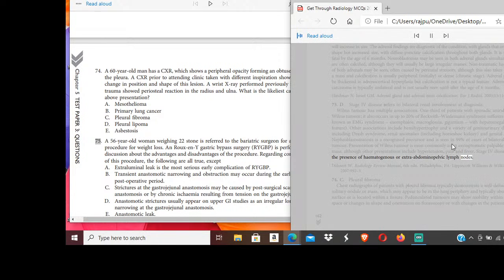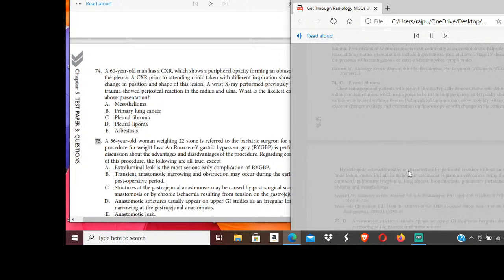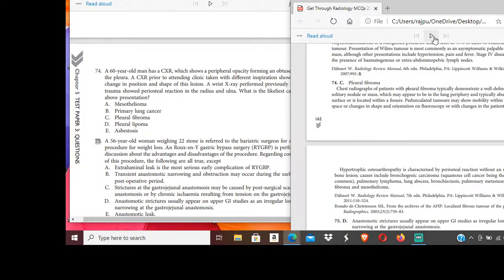Lymph nodes. Dannert W. Radiology Review Manual, 6th ed. Philadelphia, PA, Lippincott, Williams and Wilkins, 2007:992. 3.